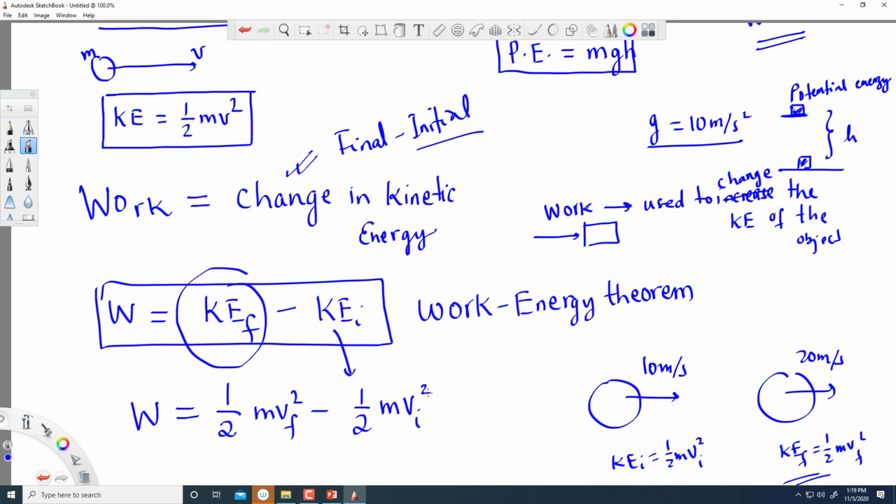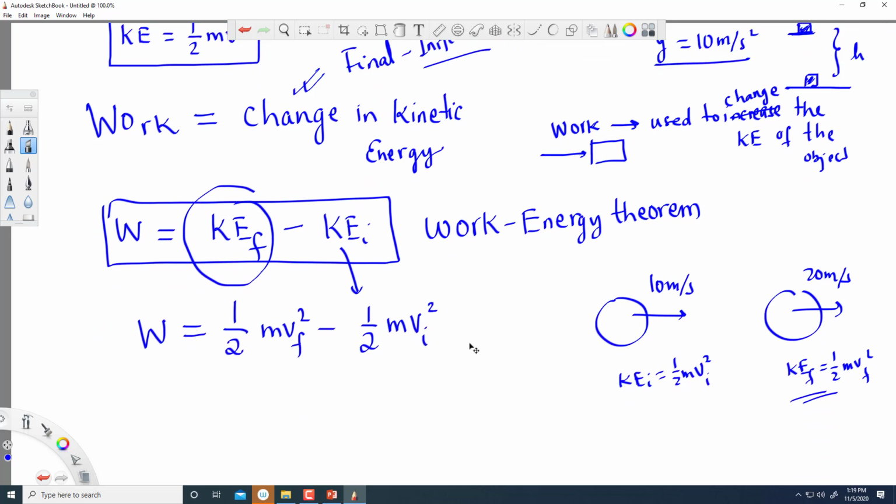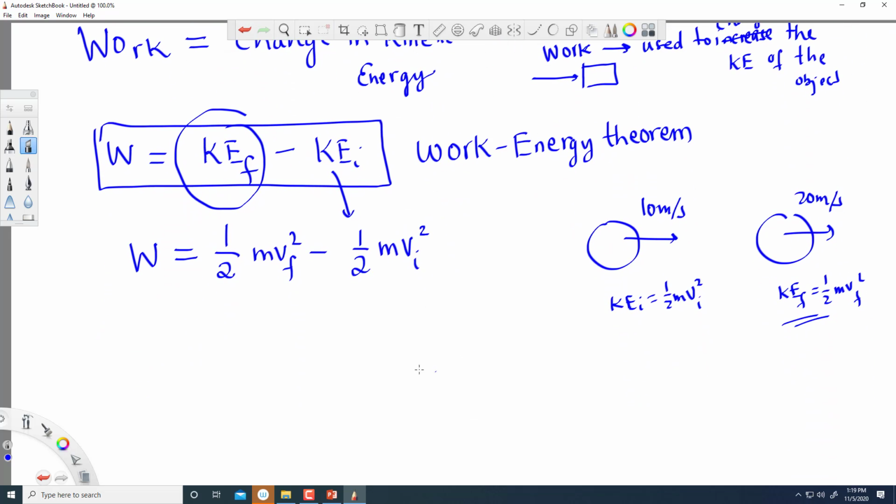So that will give us the work. Anything that is the same, I can put outside the parenthesis. So half is common to both, I can take it and put it outside the parenthesis. M is also common, so I can put it here, and then put everything inside the parenthesis. That's something we do in math to simplify things. So that simplifies the expression.